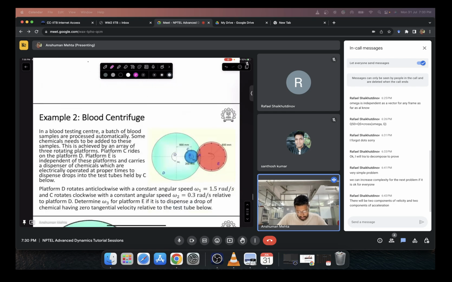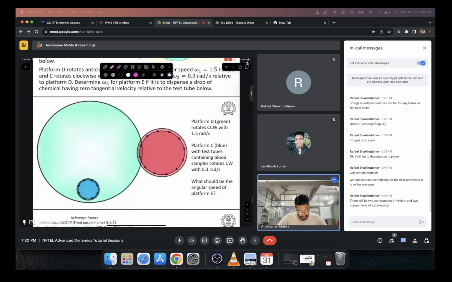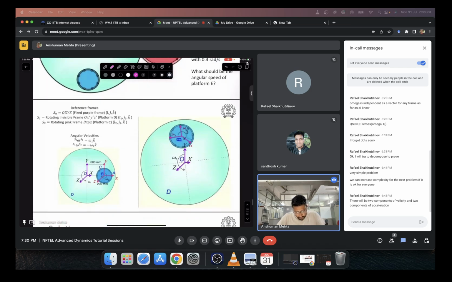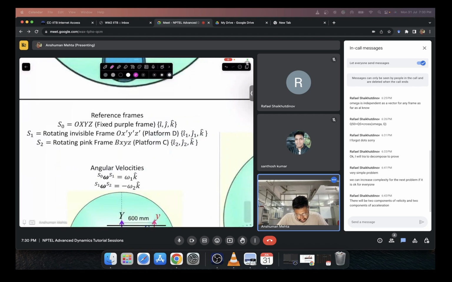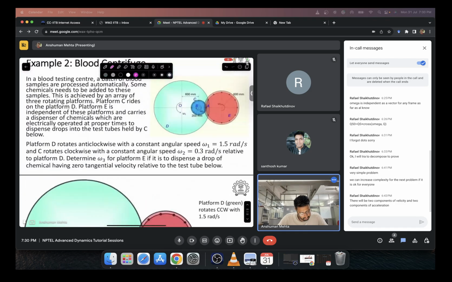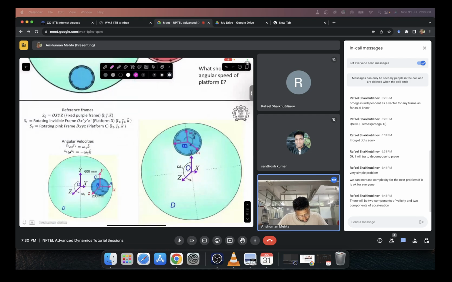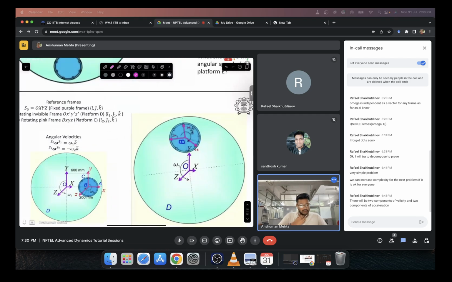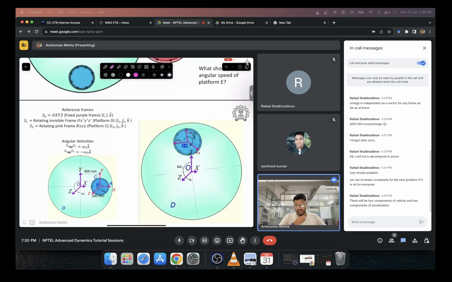Now this is a problem where a lot of rotations are there, so you will have ample I, J, K. The S naught is there, which is fixed, the purple frame, I will say. See here, the arrows are there. These are the purple frame I, J, K, and it is fixed. Everything is moving with respect to this. Now we have S1, which is a rotating invisible frame on top of this S naught, and it is the platform, the blue circle, the light blue platform that is there.